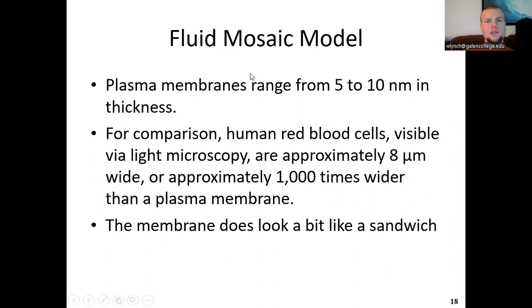Plasma membrane size is very, very small. We would expect that to be the case because it's only a small part of the cell. So usual plasma membranes are only 5 to 10 nanometers in size. If we want to compare that to an actual cell that we've seen previously, we can see that red blood cells are approximately 8 micrometers. 8 micrometers is almost 1,000 times wider than our 5 to 10 nanometers that we had for the plasma membrane thickness. So the membrane is going to be very small comparatively to a whole cell.